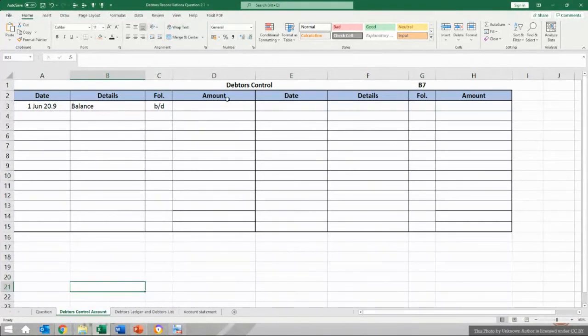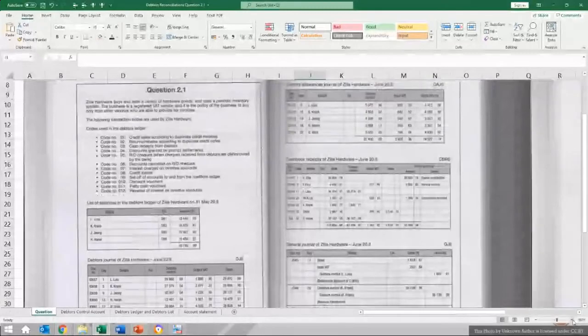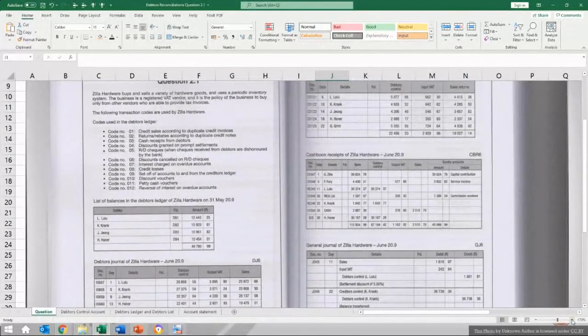But how do we actually know what the opening balance is based on the information provided? In the information, they've told us at the 31st of May, so we need to do the debtors control account for June. At the 31st of May, they've given us our debtors listing. Now your debtors listing, I'm just going to make it a little bigger so you can see. The debtors listing should agree to your control account. That's why we do the reconciliation.